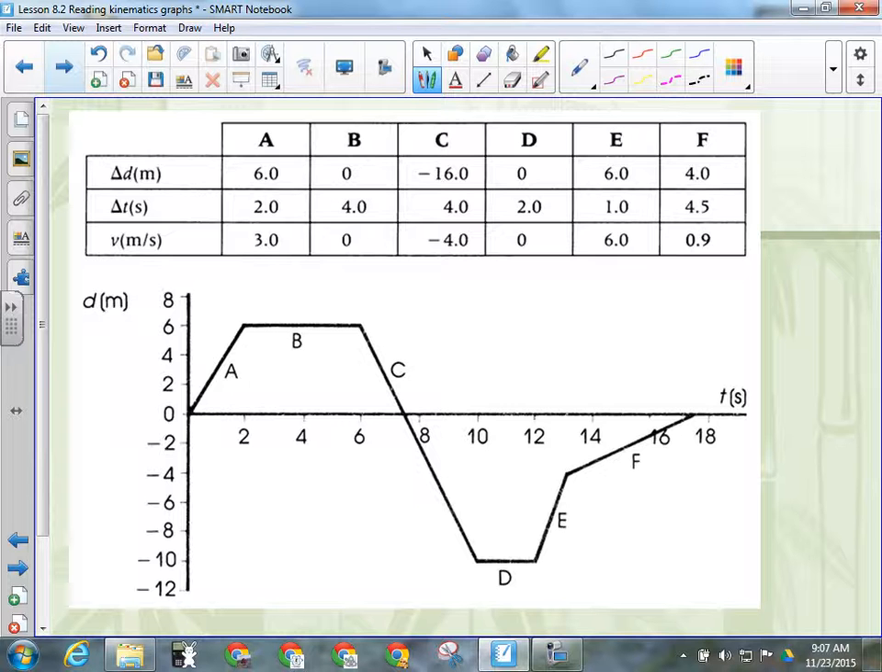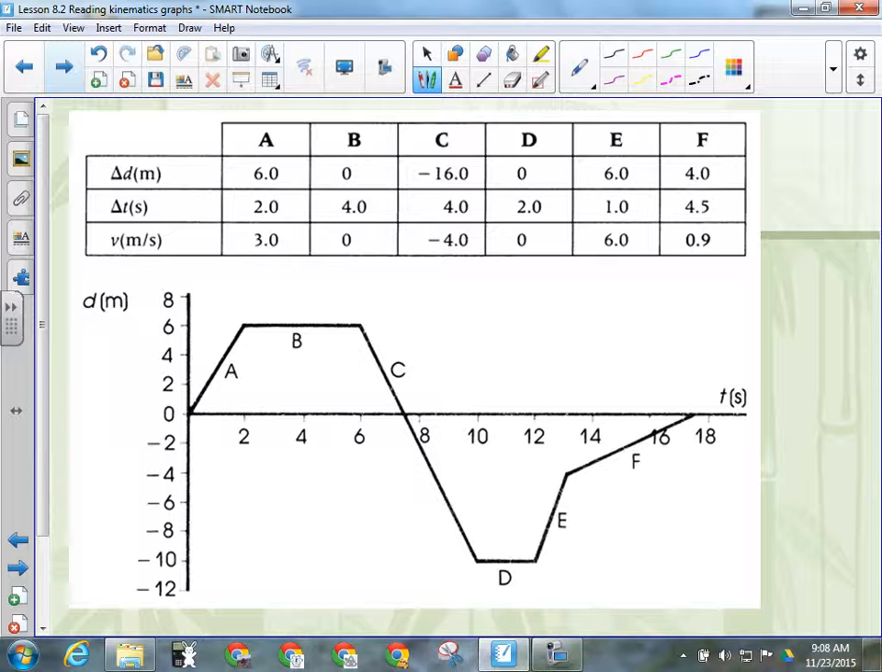Okay, looking at this graph here. In part A, what's the object doing? Moving forward at a constant rate. It's moving forward at a constant velocity in part A, right? And it goes how far? 6 meters. It goes 6 meters forward or in a positive direction. We would assume positive would be forward here.